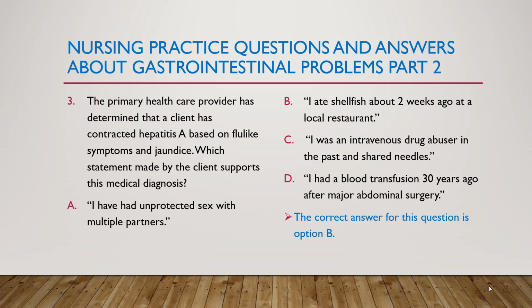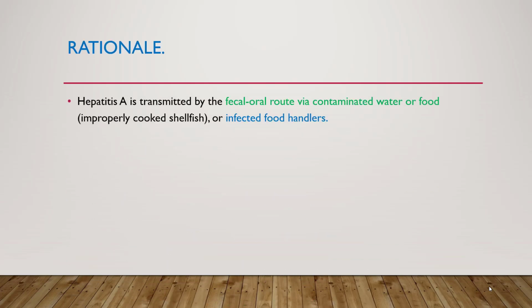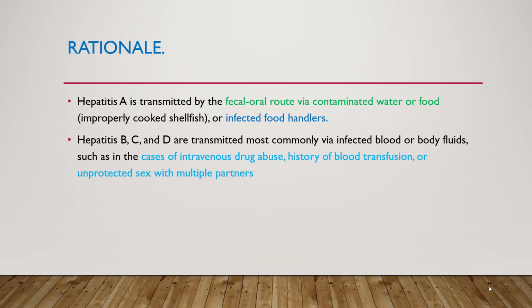So the correct answer for this question is option B. I ate shellfish about 2 weeks ago at a local restaurant. Hepatitis A is transmitted by the fecal-oral route via contaminated water or food or infected food handlers. Hepatitis B, C, and D are transmitted most commonly by infected blood or bodily fluids, such as in the cases of intravenous drug abuse, history of blood transfusion, or unprotected sex with multiple partners.